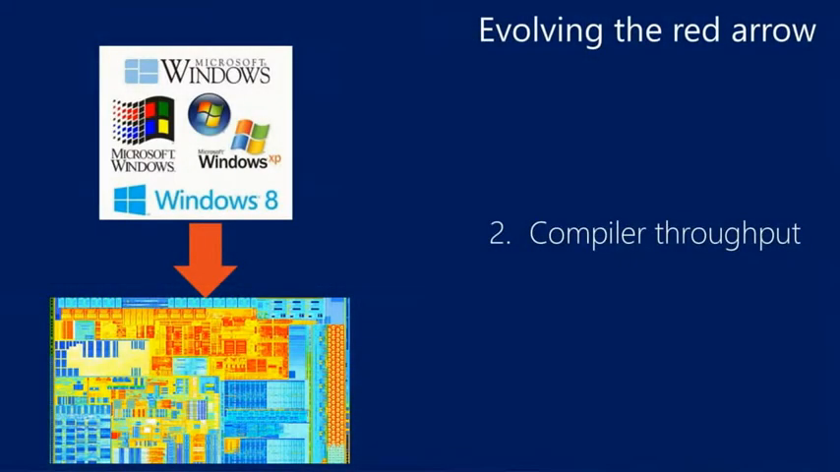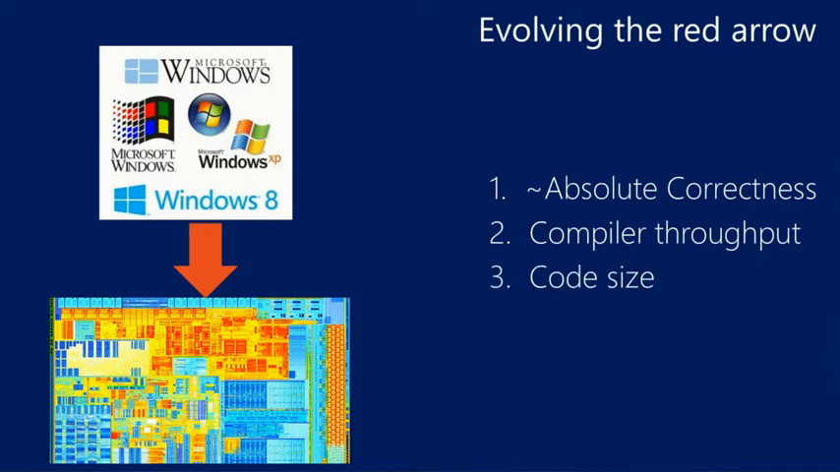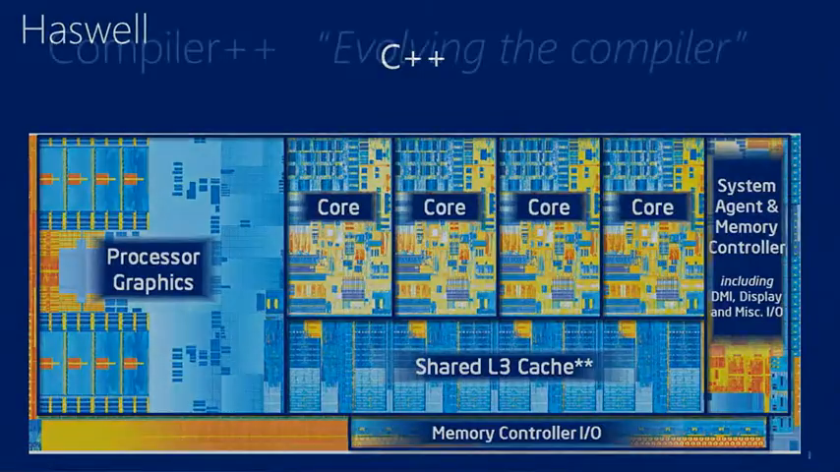So if I talk about evolving the compiler, we really care about compiler throughput and absolute correctness. Now, I just wanted to see if anybody was awake. All right, so everybody's still with me. Code size is a really big deal. And then code quality. So that's really what that red arrow is all about.